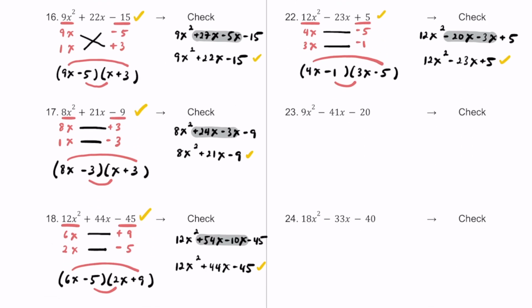Last two. For 23, we have 9x squared minus 41x minus 20. 9 could be 3 and 3 or 9 and 1. I'm going to start with 3 and 3, 3x and 3x. Then for negative 20, we have lots of choices here, but let's go with maybe 5 and 4.